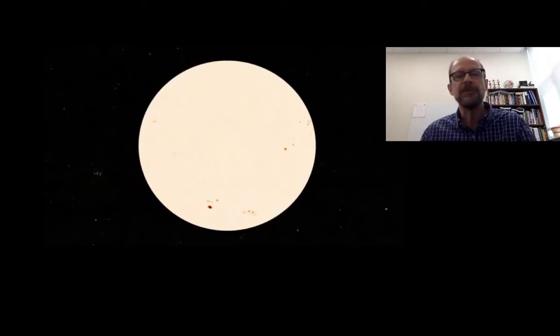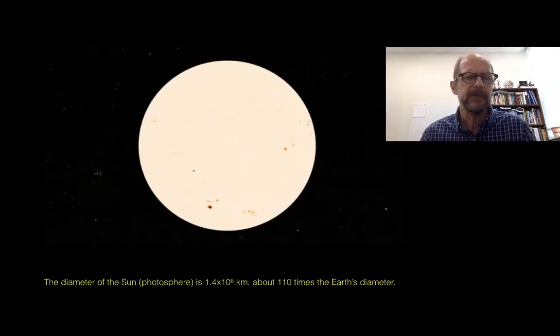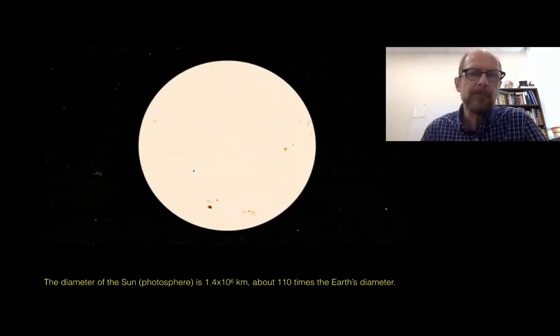But if you have one of those special filters, one that blocks light but doesn't change the color or anything, and you look through it, you will see basically a yellow ball. There may be blotches, and these are called sunspots. Just to put a sense of scale, the sun is about 1.4 million kilometers in diameter. That's about 110 times the Earth's diameter.